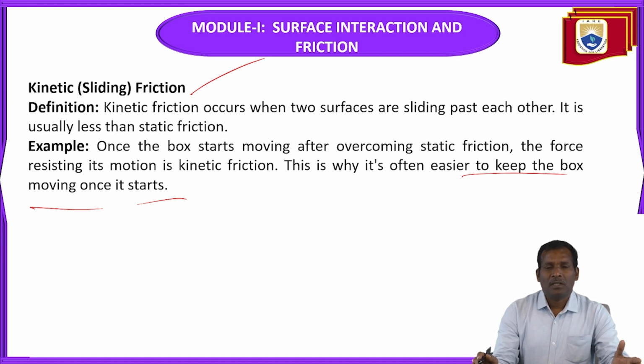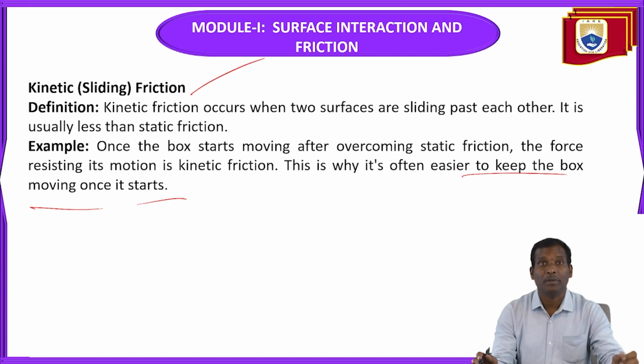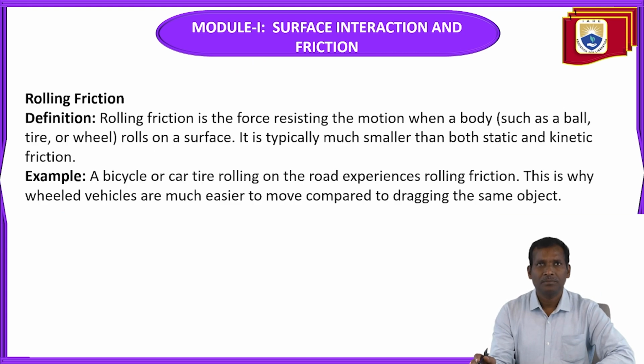Already we have seen in the static friction example, the box starts moving after overcoming static friction. At rest position, it is in static friction. Whenever we apply force on this box, we overcome this static friction. That friction is called sliding friction, to keep the box moving once it starts.